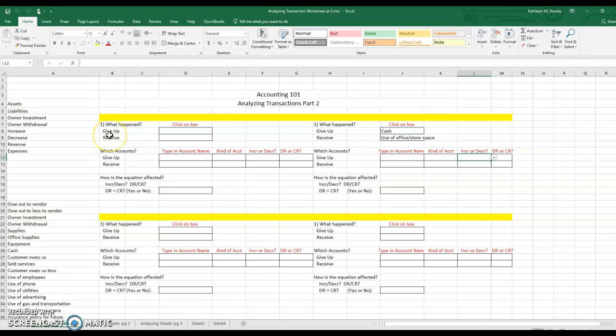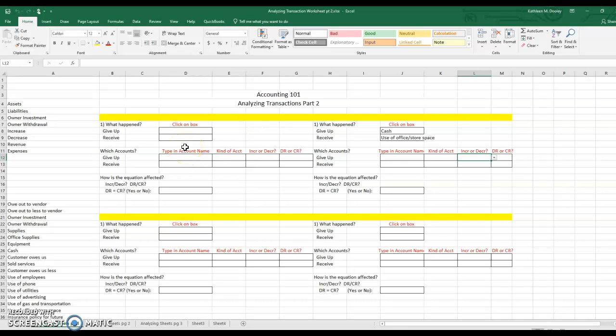Now each question is on here. Here's what happened, which accounts are we going to use, and how is the equation affected, which includes, when you have debits and credits, 3 sub-questions. Do we have an increase or decrease of each account? And do we have a debit or a credit of each account? And finally, do our total debits equal our total credits, yes or no? Okay, and that goes there.